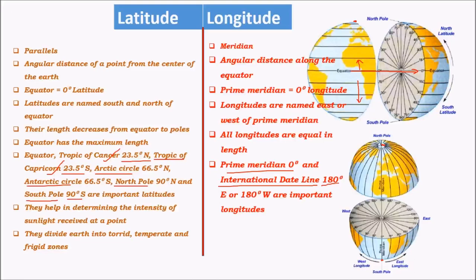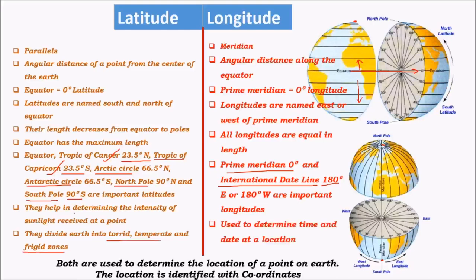First thing, longitudes help in determining the intensity of sunlight received at a point. We'll see in detail in the later part of the video. They divide Earth into torrid, temperate and frigid zones. We'll see this in a later part of the video. And the longitudes are used to determine time and date. Both these longitudes and latitudes are important in determining the location of a point on the Earth. Hence, the main purpose of longitudes and latitudes is to specify the location of a point.